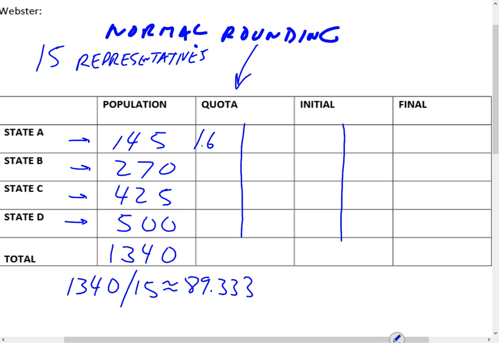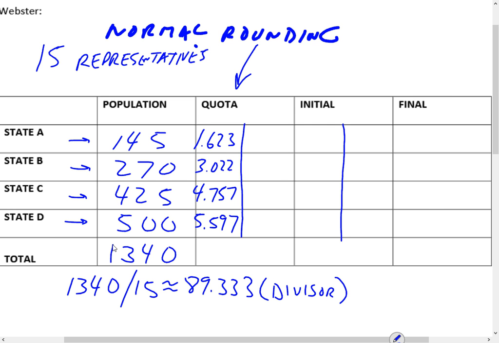You tell me if this is what you're getting. This divisor. Same start for every one of these methods. Determine your total, divide by the number of representatives, take your divisor and divide each of these to get this.